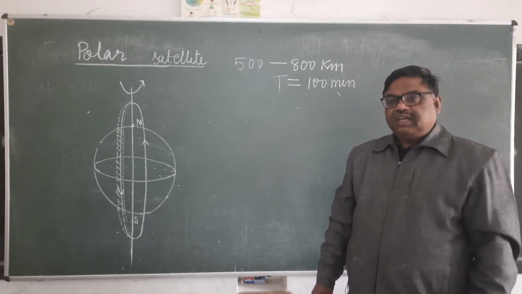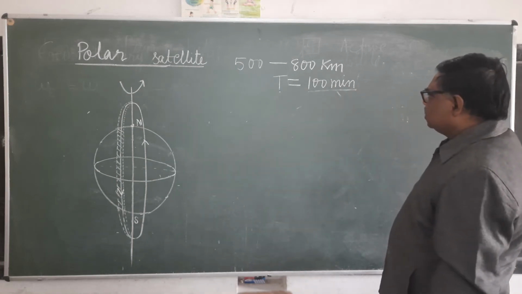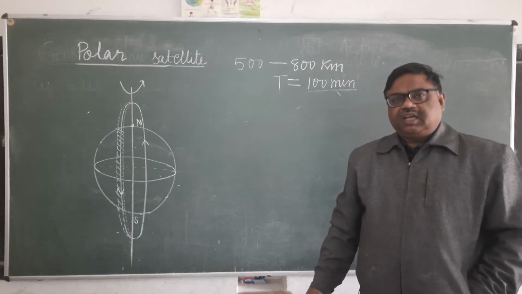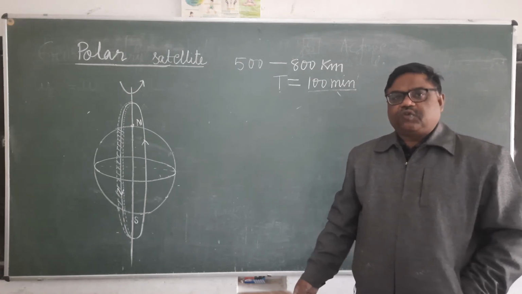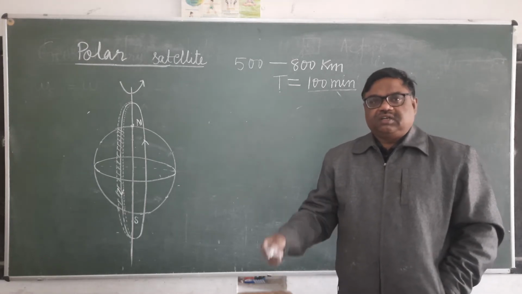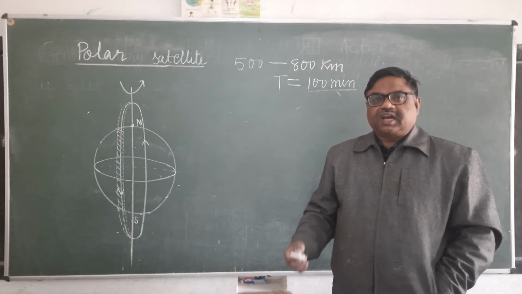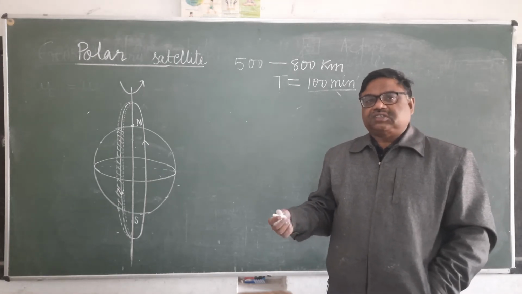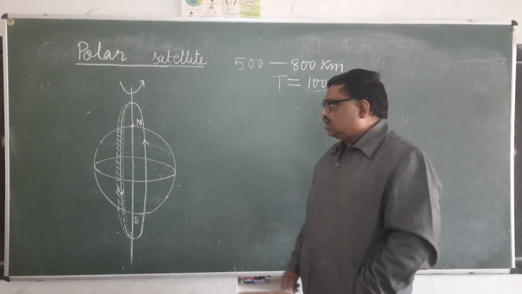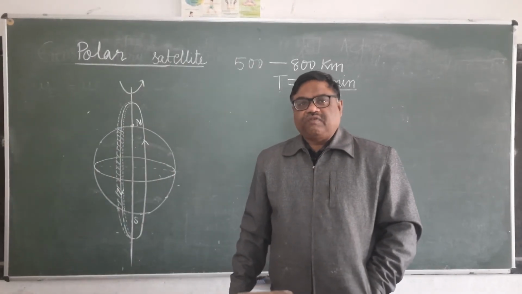in a day, because their period of revolution is 100 minutes. 100 minutes you can take 1.5 hours. So what will happen? In 24 hours they will complete about 16 revolutions. They will pass over the earth 16 times, means they can take the number of observations of different places 16 times. Now see here, since these satellites are low altitude, so what will happen?